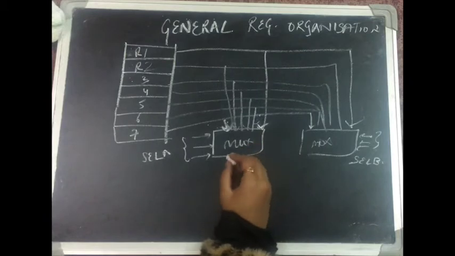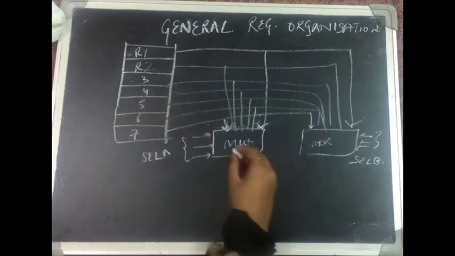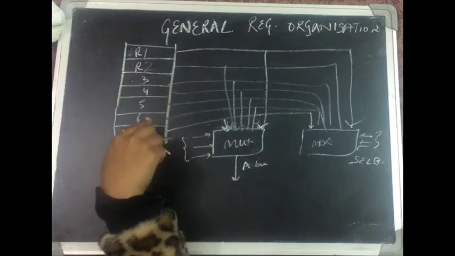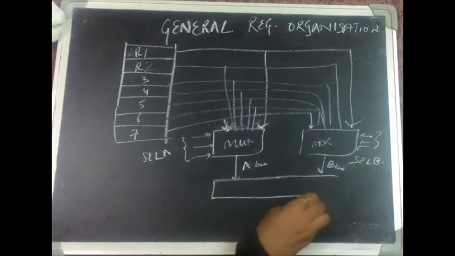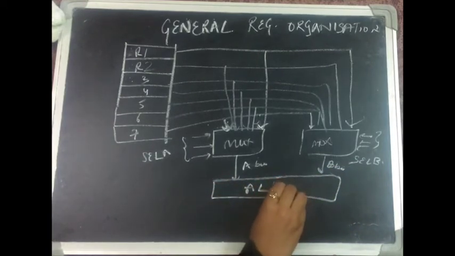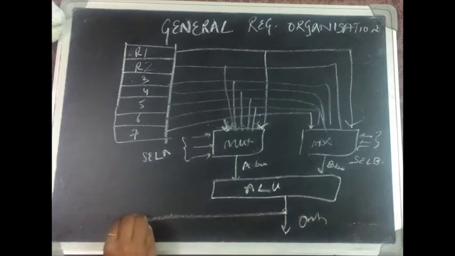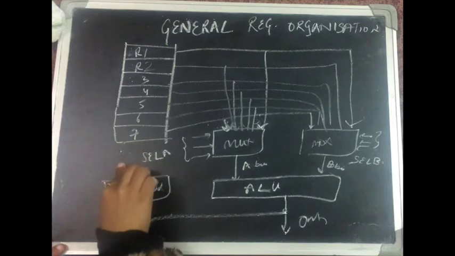So what is happening is, input from one of these registers goes to bus A, and input from one of these registers goes to bus B. Then it goes into the arithmetic and logic unit, which gives us the output, or you can also store the output in any one of the registers. In which register you will store is selected by a 3x8 demultiplexer.